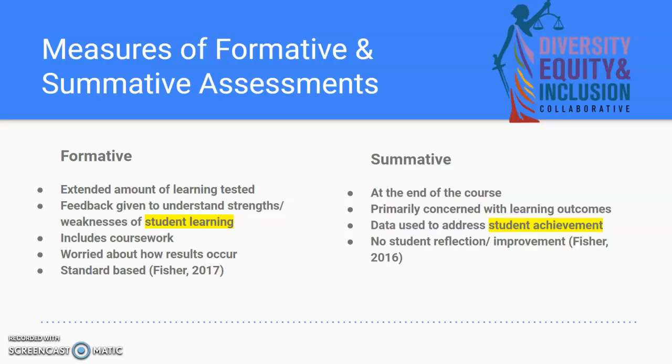Summative: it's going to be at the end of the course, primarily concerned with learning outcomes, and then we're going to use that data to address student achievement. No student reflection or improvement will happen after this. So this is kind of like where we look at the data and basically are going to judge whether we met the outcomes and met the standards that we're looking for.